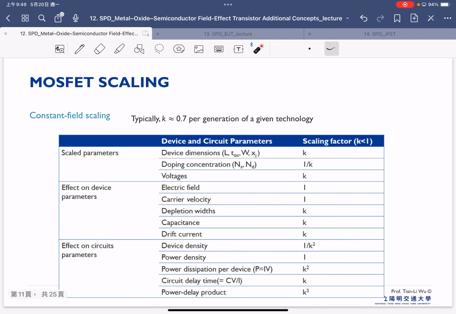So typically, it's around 0.7 per generation for a given technology. That means that each generation we put the 0.7 factors in the dielectric thickness, in the channel length, and so on and so on.